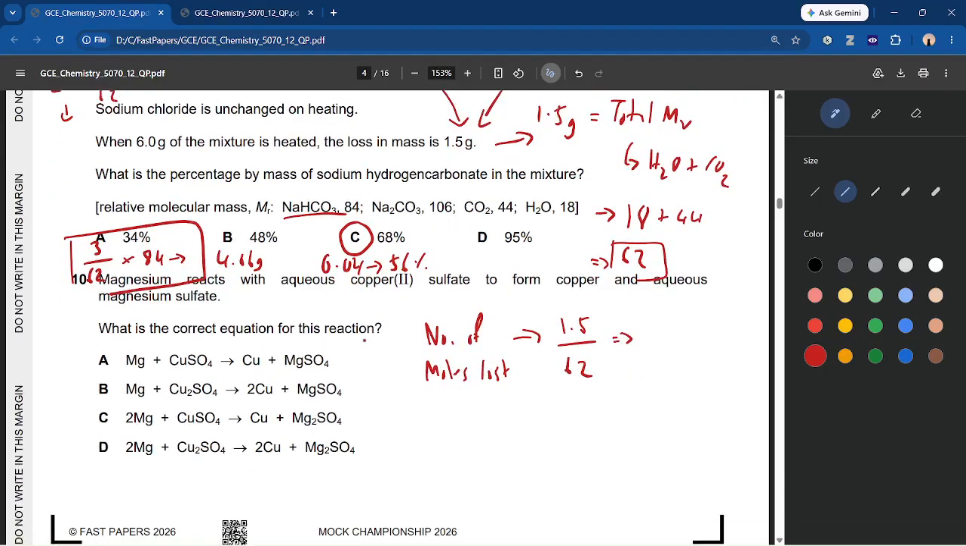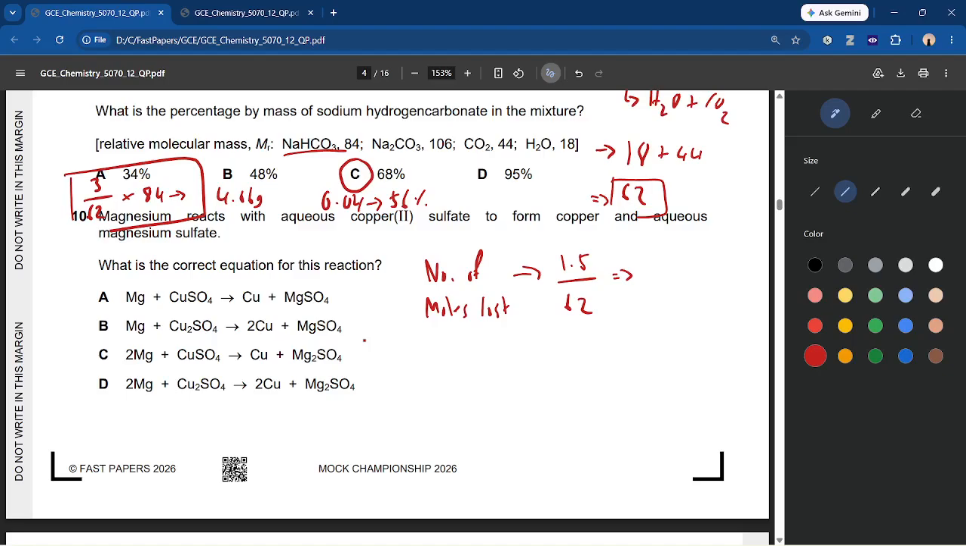All right, let's move on. Magnesium reacts with aqueous copper(II) sulfate to form copper and aqueous magnesium sulfate. What is the correct equation for this reaction?